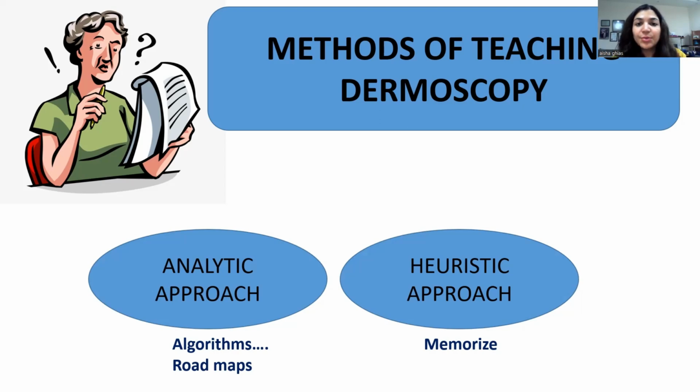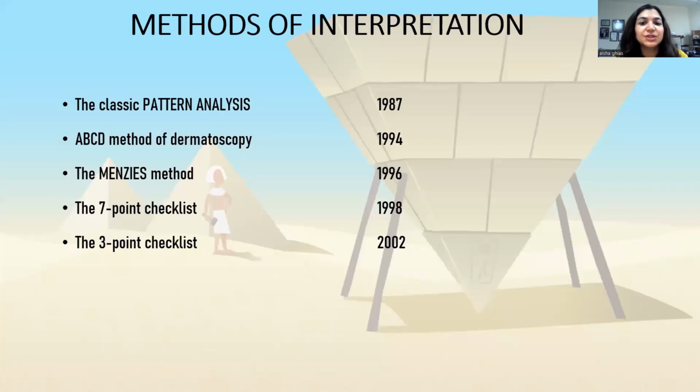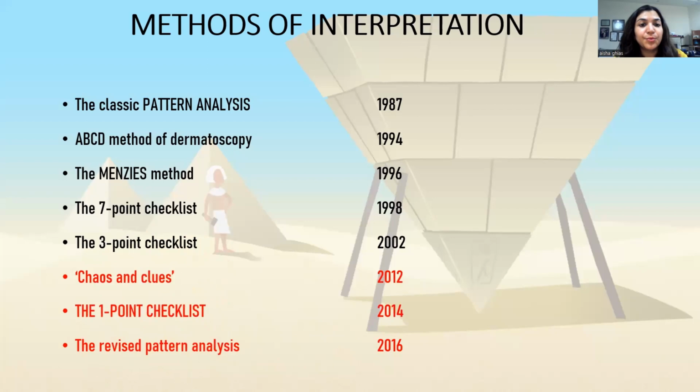Why? You may not be able to tell why it seems like a melanoma, but you instantly follow your instinct or your sense of recognizing that lesion without really going into the details of roadmaps and instructions, etc. And you memorize the lesions as such. This is also called the Gestalt appearance. So the methods of interpretation are so many.